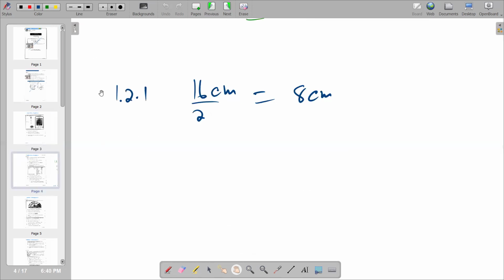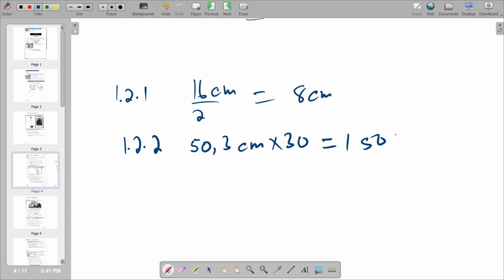Then on our second part, 1.2.2, we say 50.3 centimeters times 30, so that we're going to get 1,509 centimeters. So this becomes answer 1.2.2.